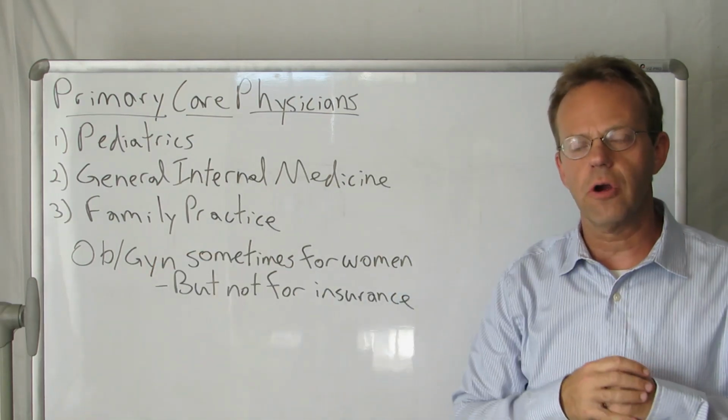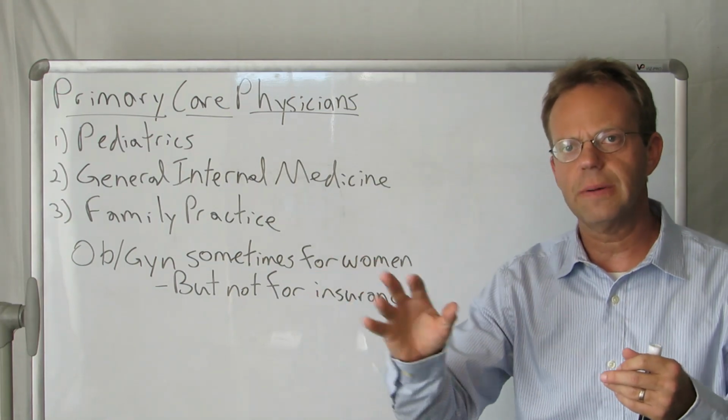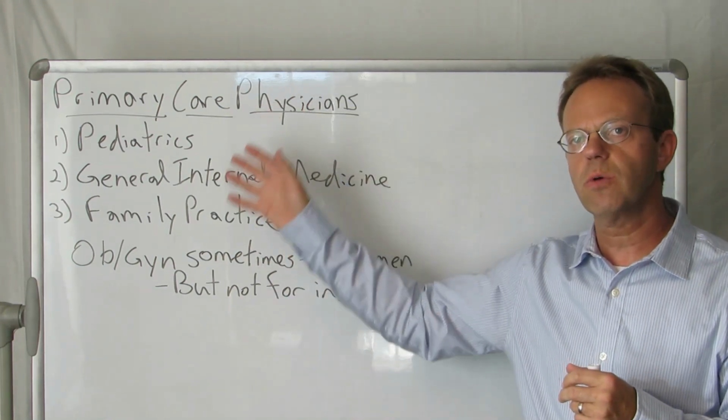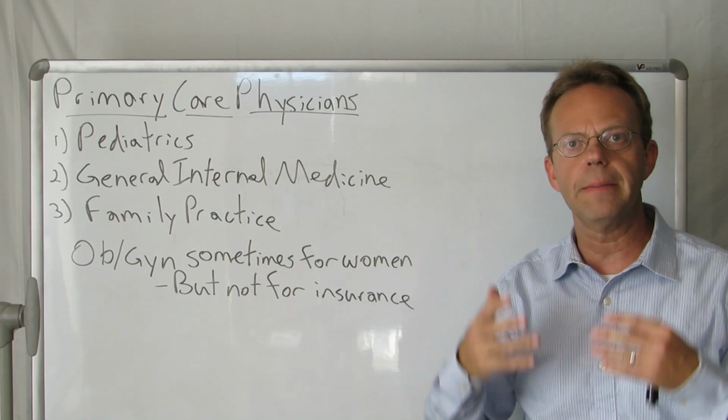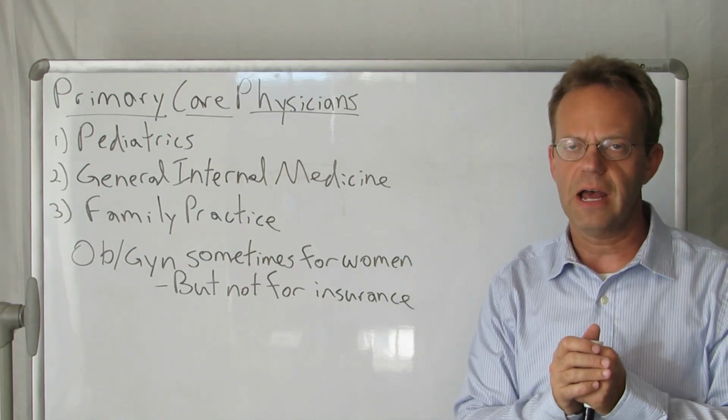And it's important because these are also considered primary care physicians from an insurance perspective. We talked previously about co-pays, and so to see one of these three types of specialties, it would be a primary care physician or a PCP copay, typically around $25.